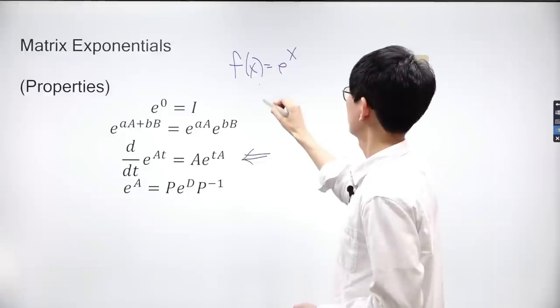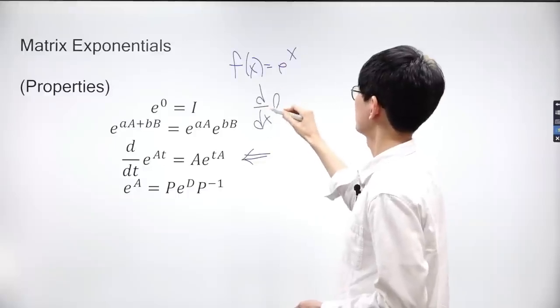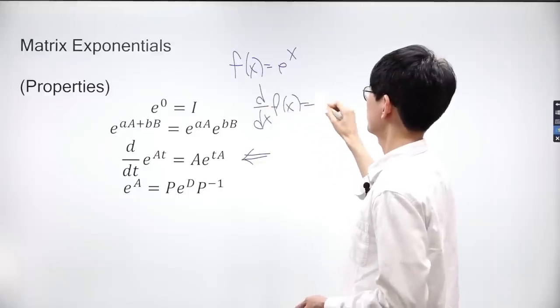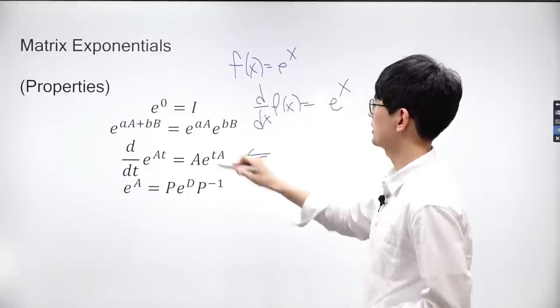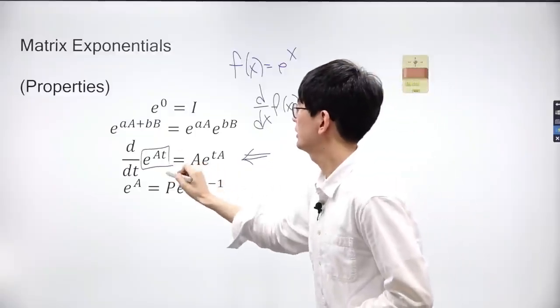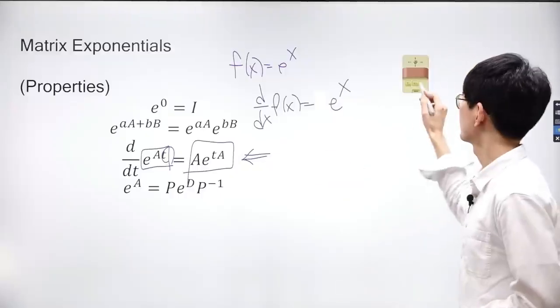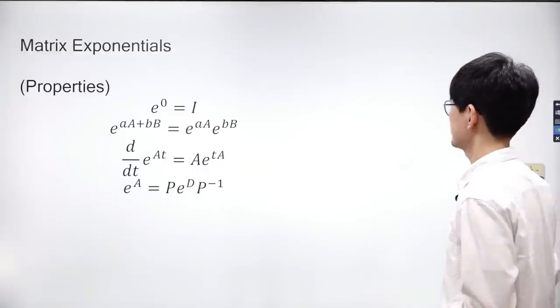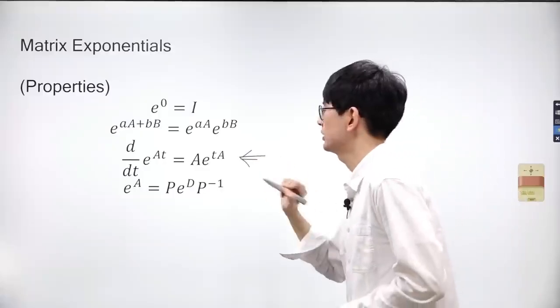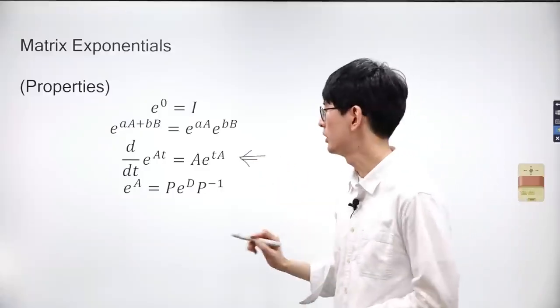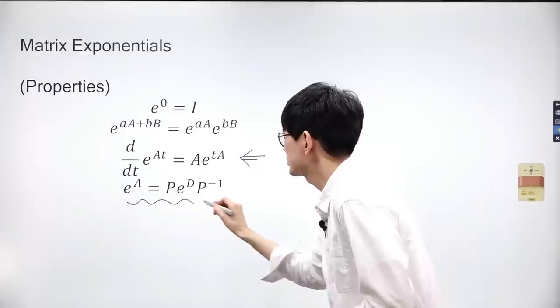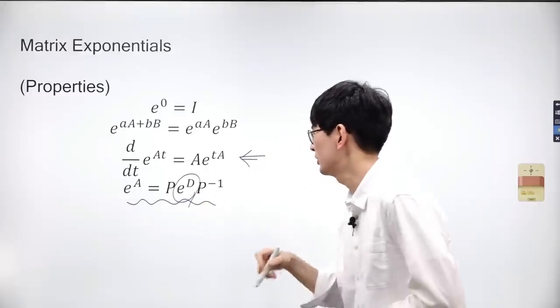Then the derivative of f of x is also e to the x. This property holds for matrices as well. When A is a matrix, the derivative of e to the at is just A times e to the at. Because of this simple property, we use matrix exponentials often in AI papers. Our last property is also very important.